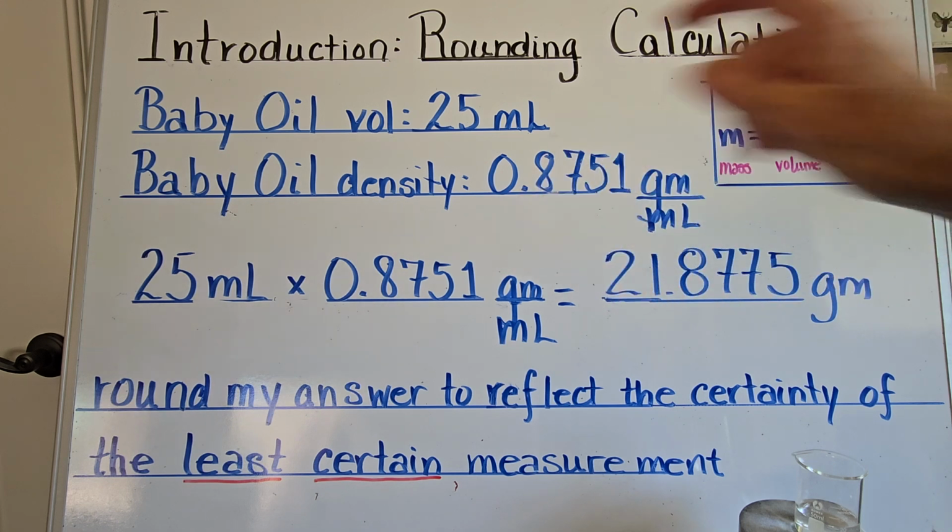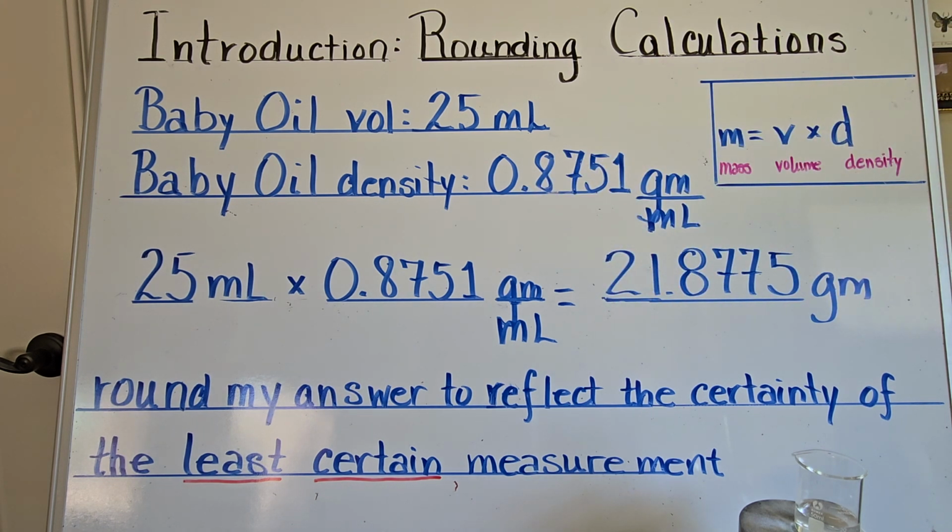The manufacturer data, on the other hand, the 0.8751 grams per mil, that's a lot. I'm a lot more certain about that. They put a lot of time and energy into coming up with that number. So one of our rules here is I need to round my answer to reflect the certainty of the least certain measurement. Maybe you've heard the expression, a chain is only as strong as its weakest link. Think of the chain as that calculation. The weakest link is the least certain measurement. And I hope you can agree with me, in this particular instance, the 25 mils is our weakest link.